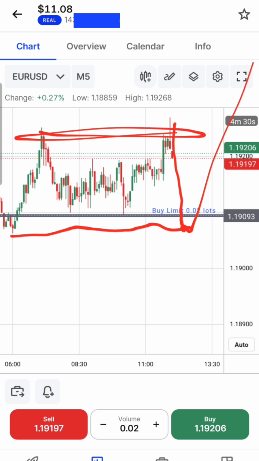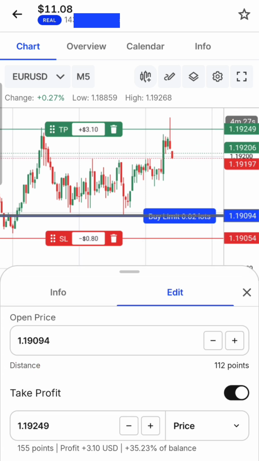So what I'm saying is not just guessing. Let me touch it so you can see. You can see my stop loss. I'm risking 80 cents, and I'm targeting $3.10. Why am I targeting that? It's because it's a small account. You all know we are growing an $8 account to $1,000 in the next 90 days. So that's today's trade.